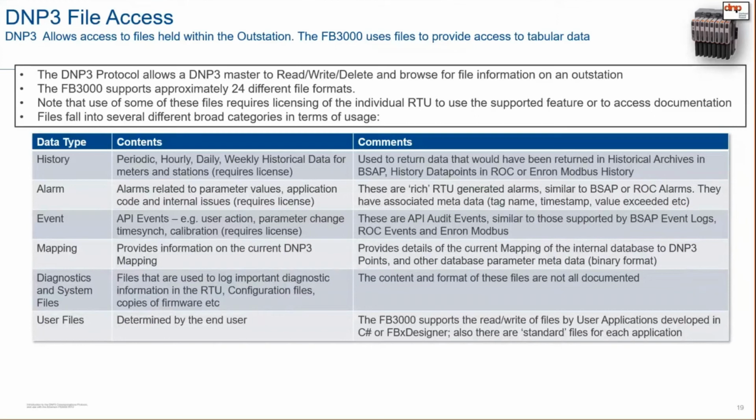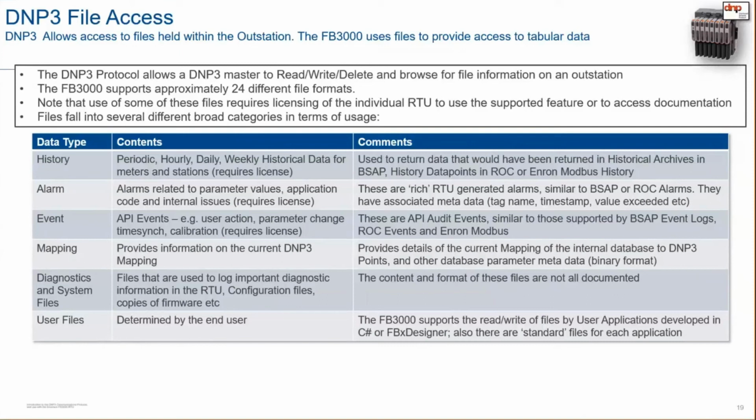And that's equivalent to the data that you would have gotten from history data points in a ROC, Enron, Modbus history, if you're familiar with it, or the archives for BSAP. The alarm files provide a list of alarms that have been detected and included in the RTU. And it's rich information. So, for example, it will include details of which alarm occurred, potentially a description for it, what the alarm limit that was exceeded was, what kind of alarm, all that extra information, something which you couldn't really simply put in a point.